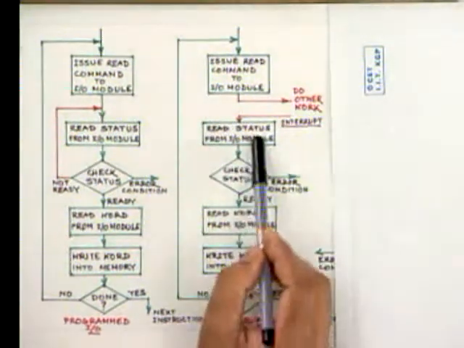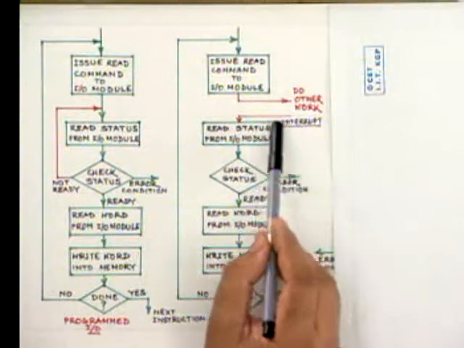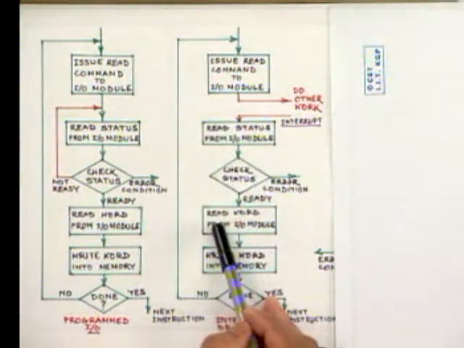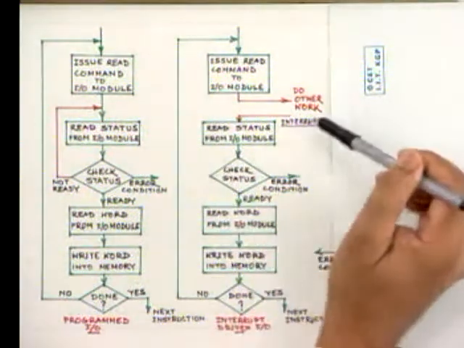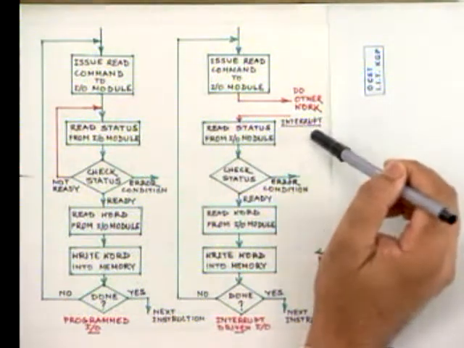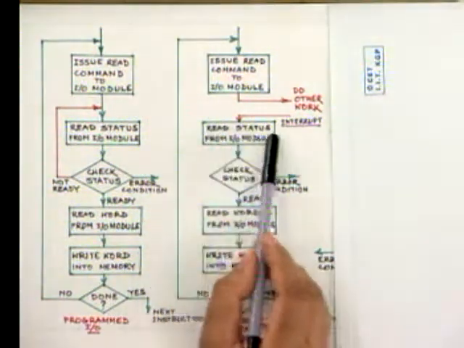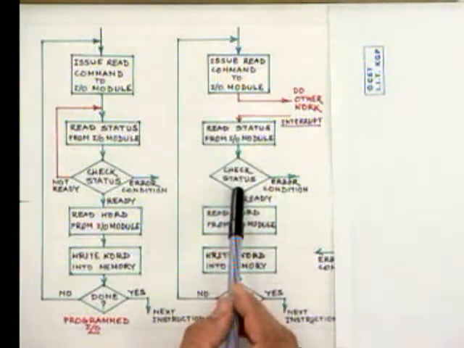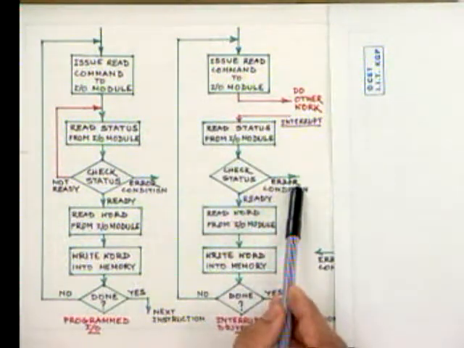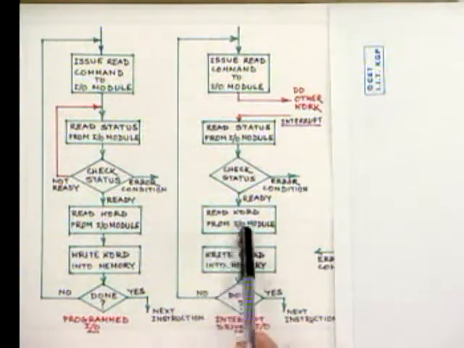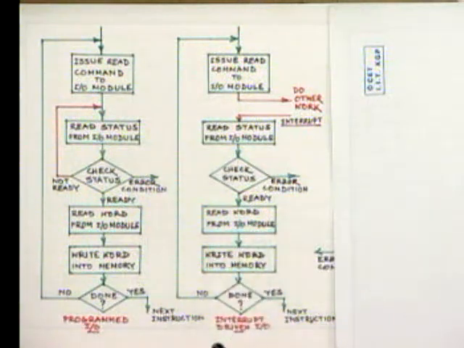On interrupt, this particular portion of the program is executed, and such a program which is executed on occurrence of an interrupt, when the CPU acknowledges it, is called an interrupt handler. Then it reads the status from the I/O module to check whether there is an error condition or not. If there is an error condition, that is taken care of. If there is no error, then the word, or the byte, whatever it is, that is read from the I/O module, is written in the memory.